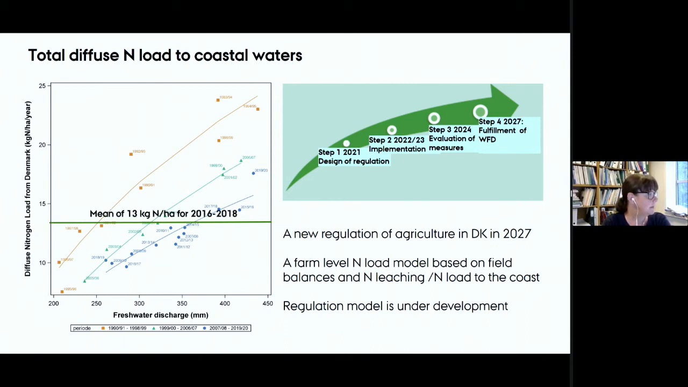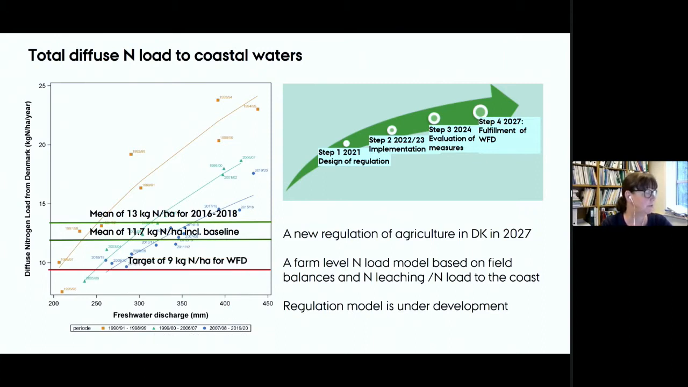We have this level for load as a mean for 2016 to 18. Then we have a baseline that includes a forecast of decrease in the crop area and other elements that decrease the load. And then we have this target of 9 kilogram N per hectare for the Water Framework Directive. So we still have quite a gap to reach the goal of the Water Framework Directive, and that's why we need more mitigation measures.